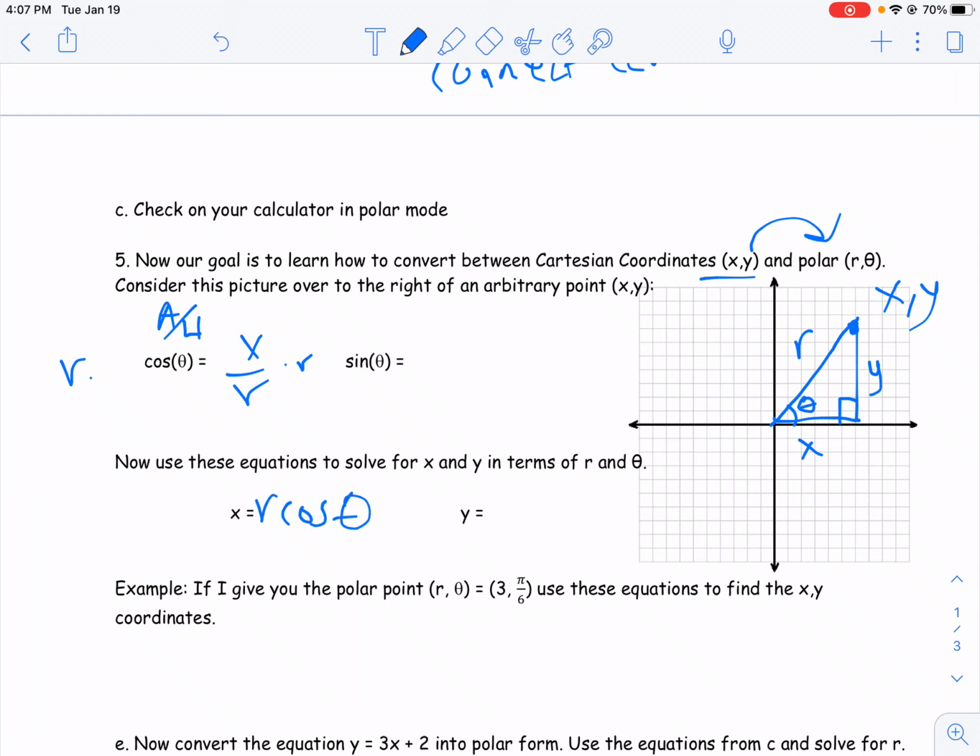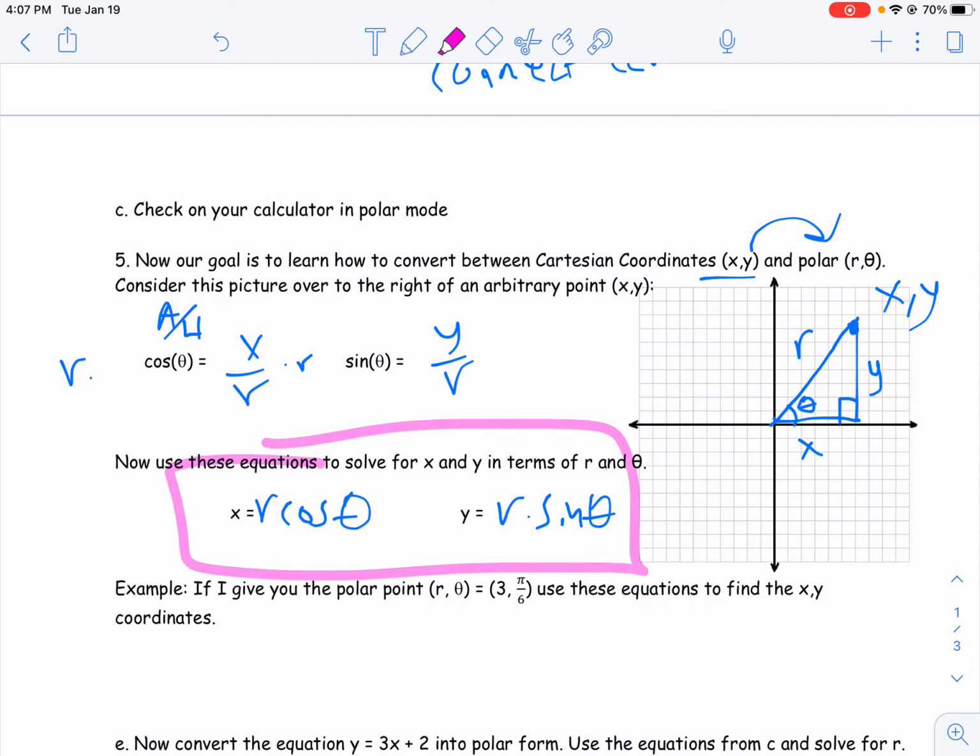Now the sine of the angle, of course, that's opposite over adjacent, so y over r. So multiply by r, so y is equal to r times the sine of theta. Put a huge box around these equations. This is how, if you have r and theta, you can put it back in terms of x and y, and this turns out to be crucial.